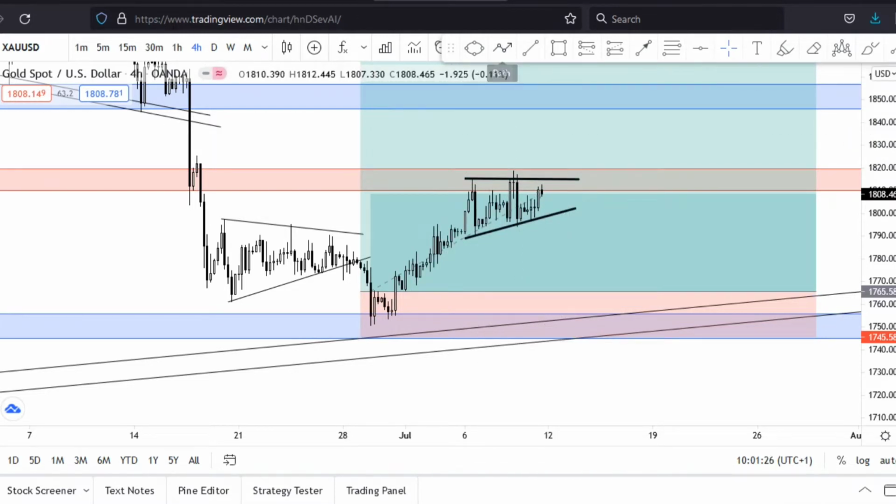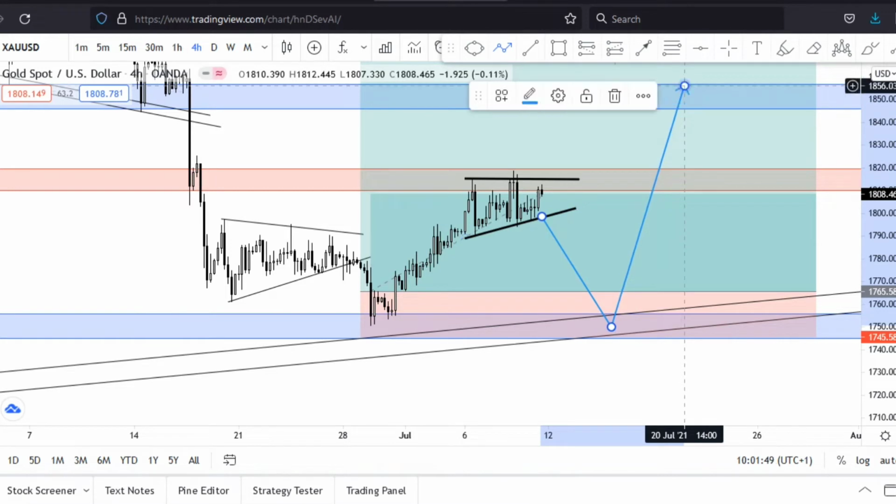If by chance price breaks below this level here, I wouldn't take the sell. If you're a day trader, you could take the sell, but make sure you ensure proper risk management. But I wouldn't take the sell. I'd rather wait for price to get towards this support level here, as well as a trend line, to look for buy opportunities to enter the market again and take it to the upside.